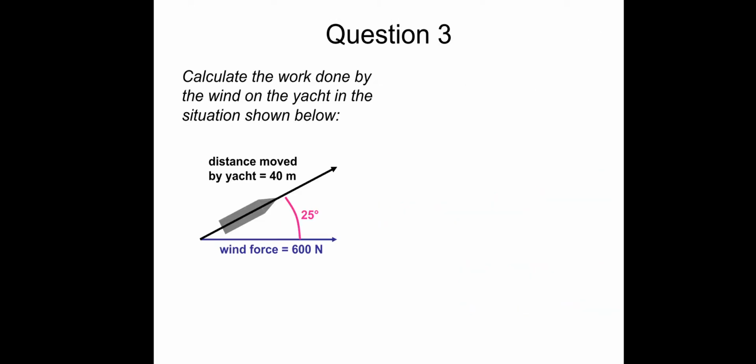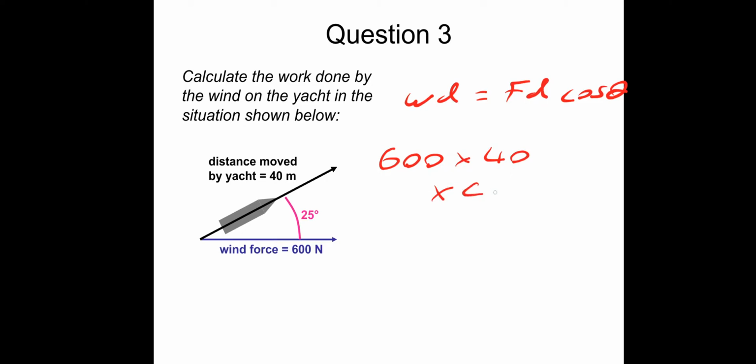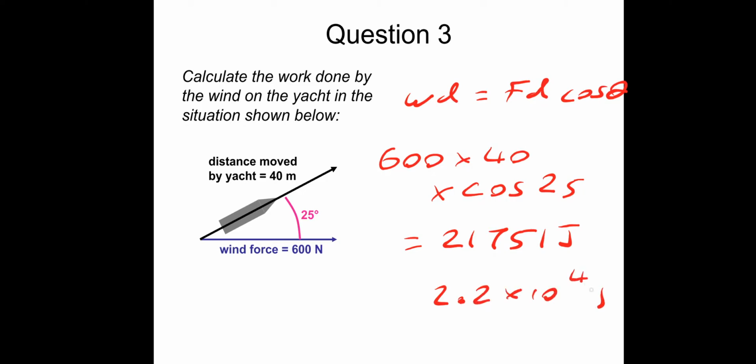Let's move on. Question 3. Calculate the work done by the wind on the yacht in the situation shown below. So this is work done is force times distance multiplied by cos of the angle between them, because they're not acting in the same direction. So the force is 600 newtons multiplied by a distance of 40 meters multiplied by cos of the angle between them, which is 25 degrees. So that gives us 21,751 joules, or 2.2 times 10 to the 4 joules of energy.